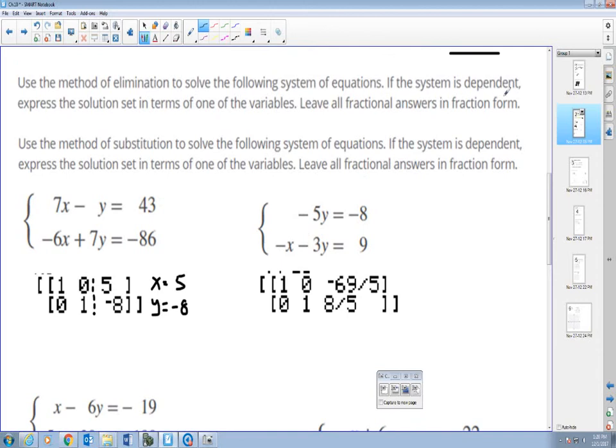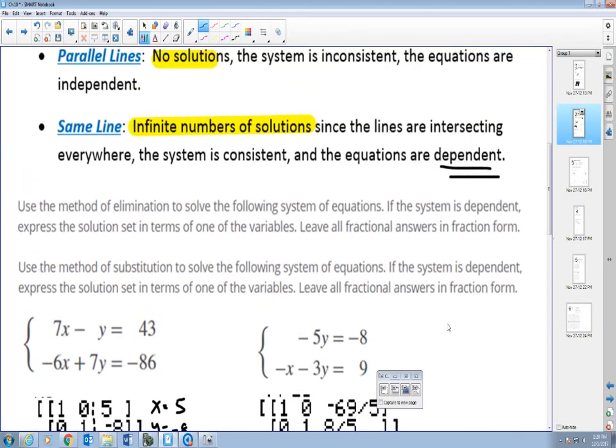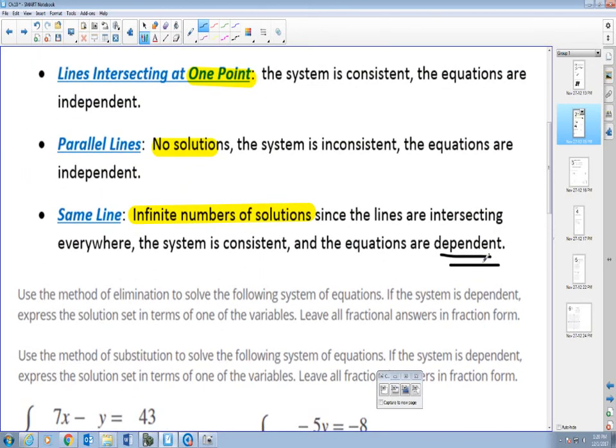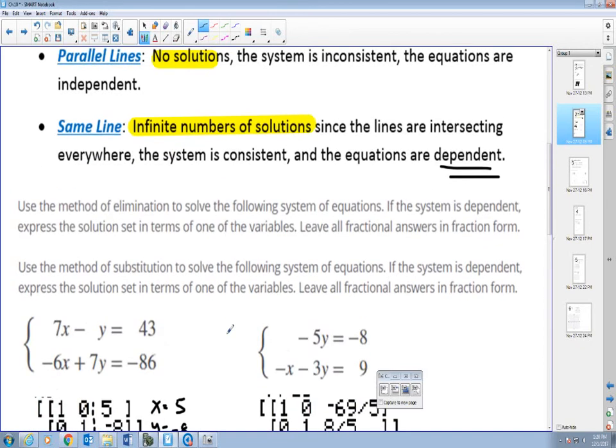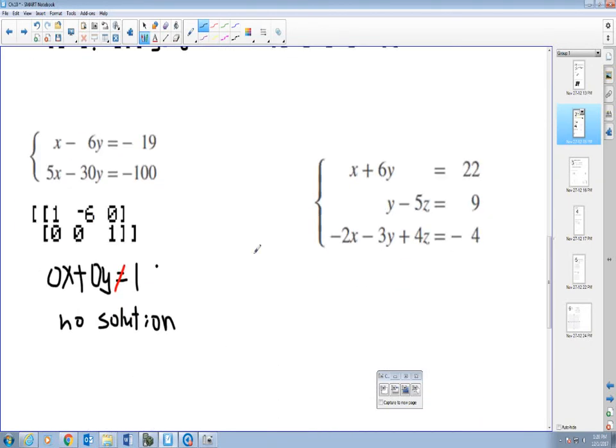If the system is dependent, express the solution in terms of one variable. Dependent is referring to the same line where we have an infinite number of solutions. Right now I have no solution because I actually have parallel lines. If I graph these two equations, I actually end up with parallel lines. So this one has no solution. So when you see one row says 0, 0, and then on the other side of the equal sign there's a numerical value, that's actually saying there's no solution. Because the two lines are parallel, they will never intersect.